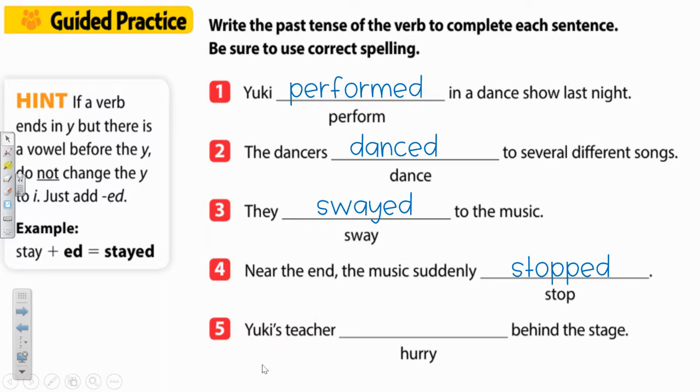And lastly, number 5, Yuki's teacher blank behind the stage. We want the past tense of the verb hurry. Well, I see a consonant followed by a y. So this time, boys and girls, you are going to change the y to an i and add ed. So it says, Yuki's teacher hurried behind the stage.